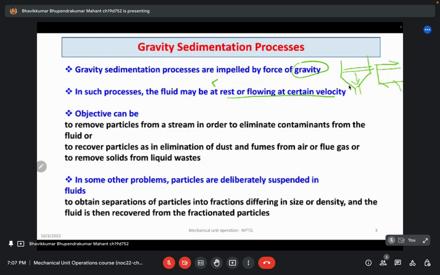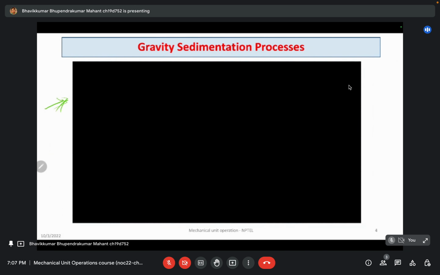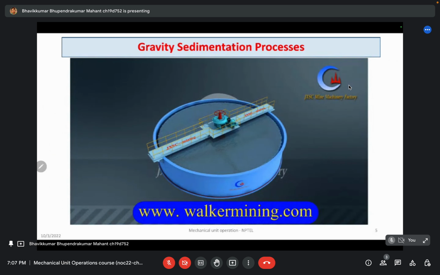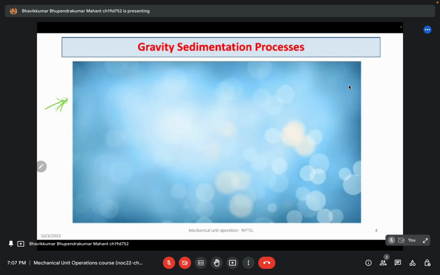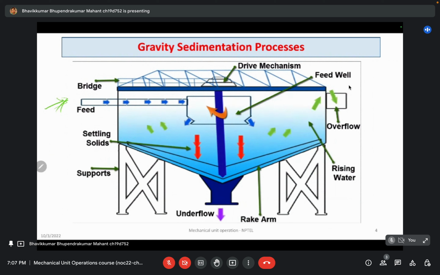Maybe I should not touch the video, otherwise it is always making some problems. As you can see, the settling of solids is taking place, and after some time you will get a thick layer of sludge there. In the overflow, you will get the most clear liquid. We will add water also.